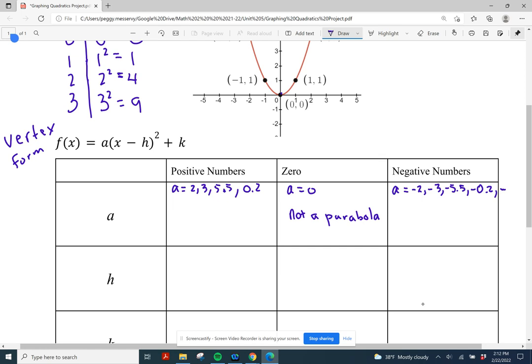Oh, that's negative 0.2, right? What happens when we get close to 0, like maybe a negative 0.01, for instance? We're going to look at some of those things, okay? So we're going to explore a little bit.